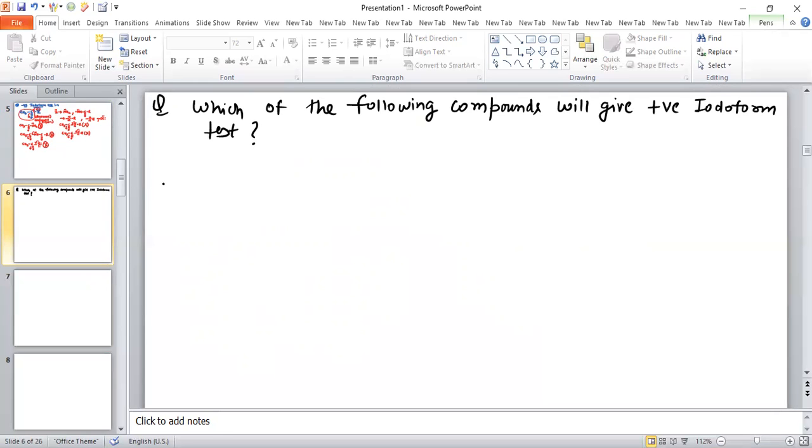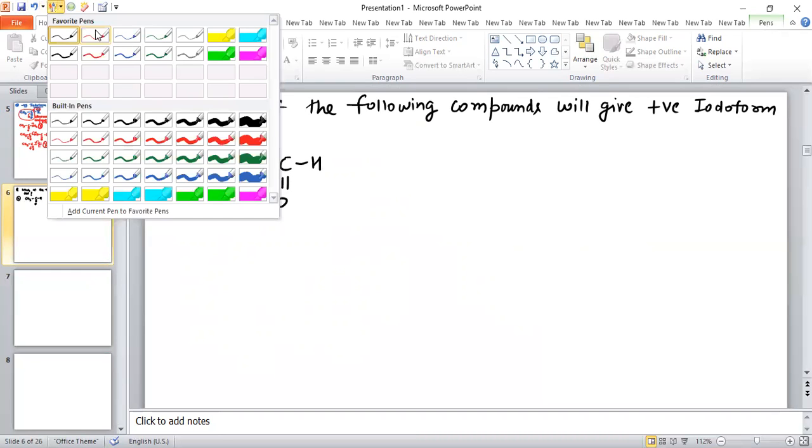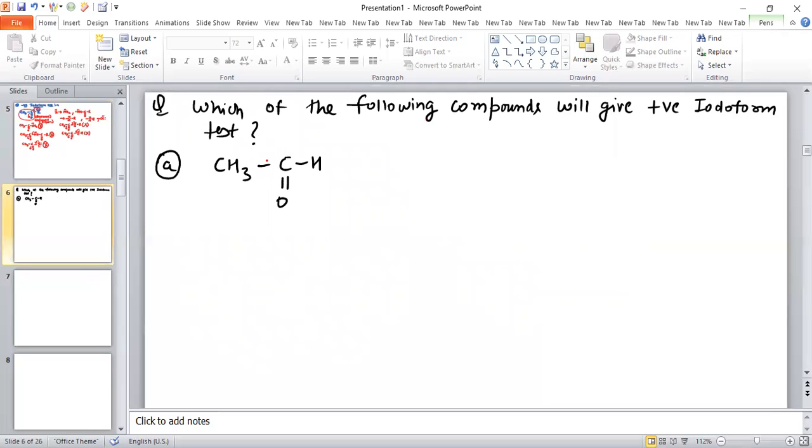Now see, the first one is CH3 C double bond O and H. We have already discussed the only aldehyde which gives a positive iodoform test is acetaldehyde. So this compound is acetaldehyde, and we know in aldehydes there is only one compound, acetaldehyde, which gives a positive iodoform test. So a positive iodoform test is given by this compound.